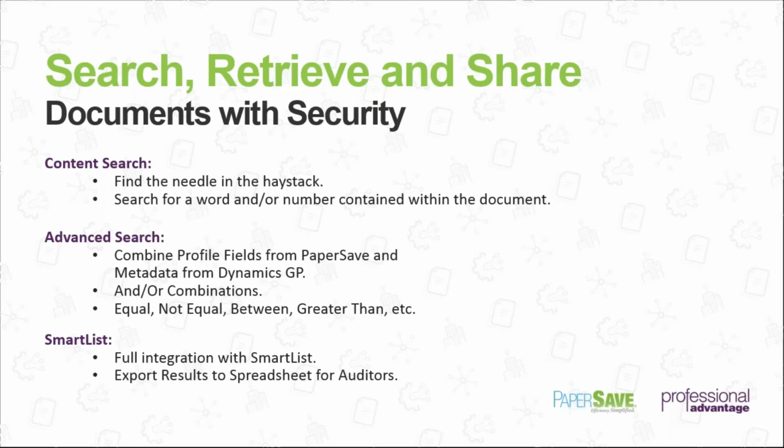We also have advanced search. Advanced search allows us to search the PaperSave document database for combinations of maybe words in the document, dollar amounts of the invoice, type of document, maybe it's an invoice or maybe it's a statement, and we can actually search for different pieces of information combined together to find that document.